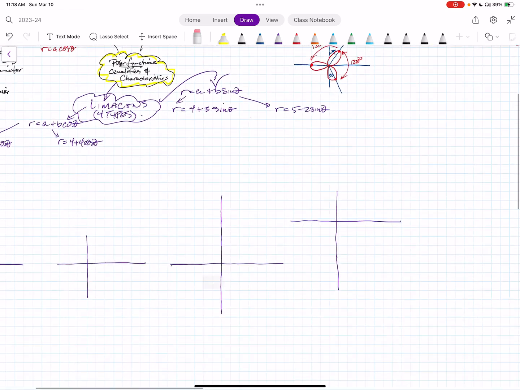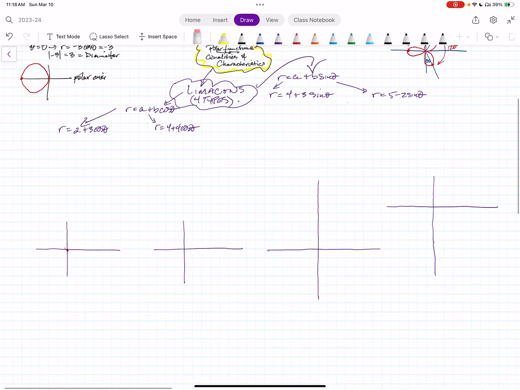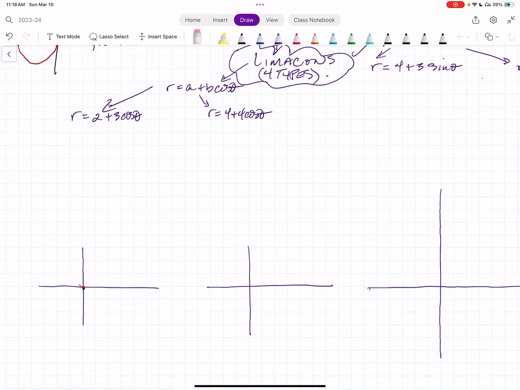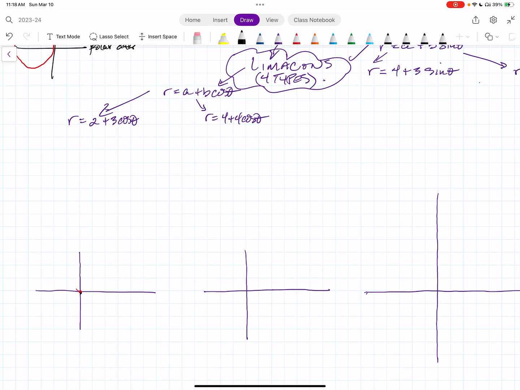Let's go to your limaçons. Okay, now there are 4 types of limaçons. So let's start off with the ones involving cosine, and then we'll jump to sine in a minute. So let's zoom in here and take a look at it. Okay, so cosine first, and there are 4 different types. So I chose 4 of them to analyze.